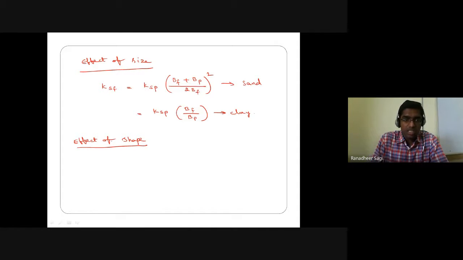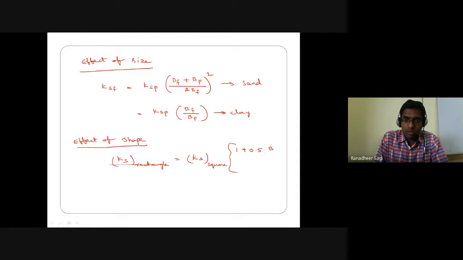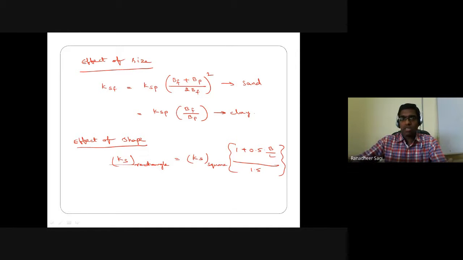So in such a particular case, the modulus of subgrade reaction that I am going to calculate for that rectangular shaped foundation or rectangular shaped plate is nothing but the modulus of subgrade reaction value which you have got considering the square shaped one or maybe circular shaped one, into (1 plus 0.5 B by L), this total divided by 1.5, where B indicates the width of that rectangular cross-sectional plate and L indicates the length of the rectangular cross-sectional plate.